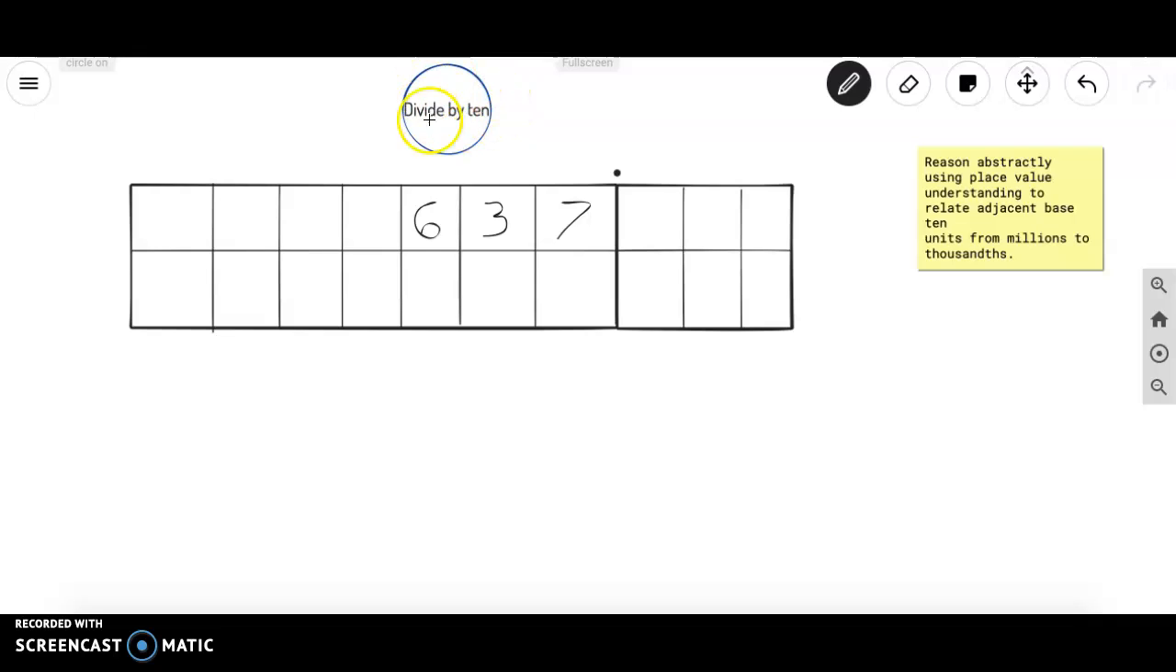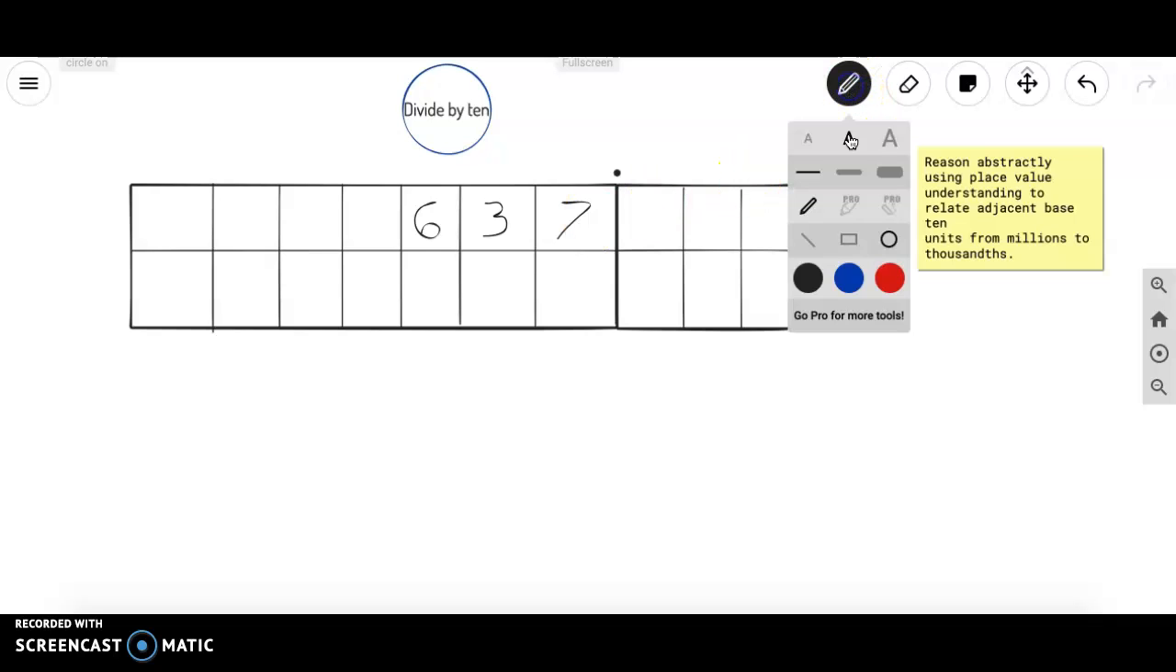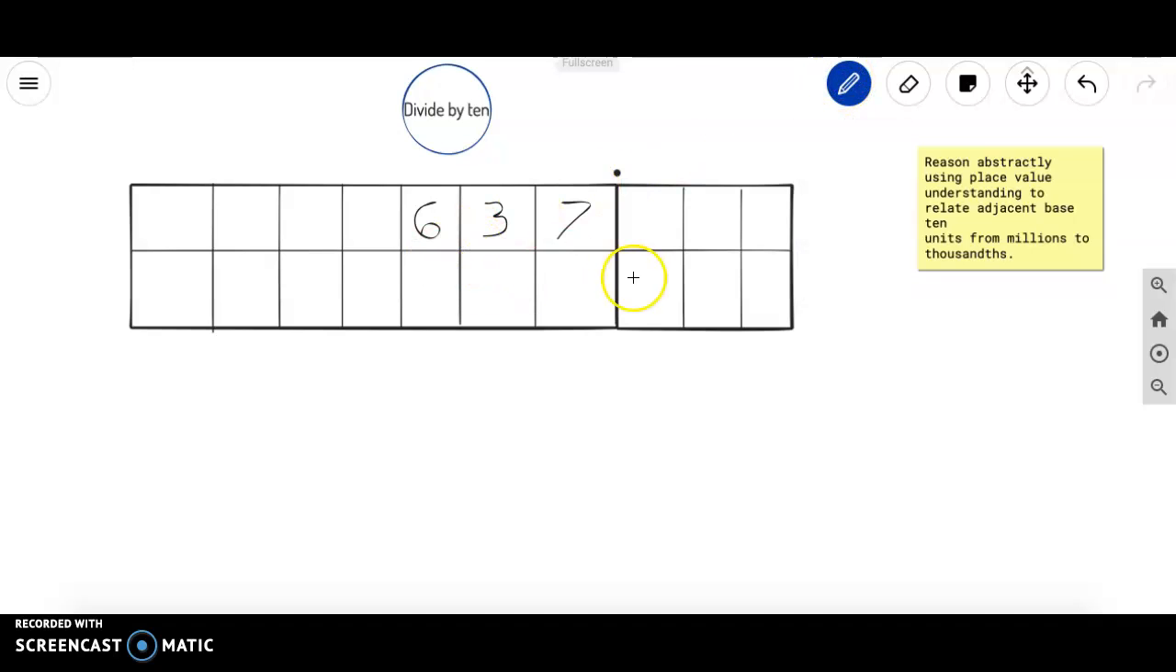Now, we're going to be doing the same thing here where we divide by 10. This number is 637. Just like we did before, we are going to be moving our digits over to the right by 1. Each one of them we're moving over into this bottom column. So my 6 is going to move here, my 3 is going to move here, and my 7 is going to move here. So I will also draw those in.